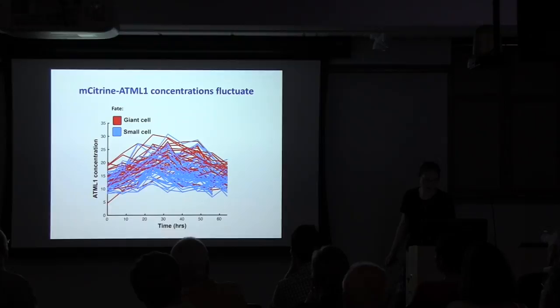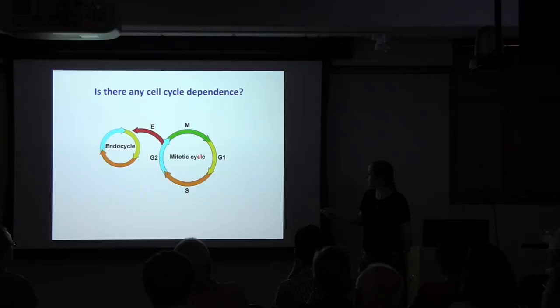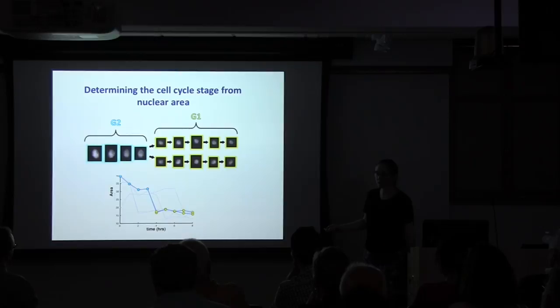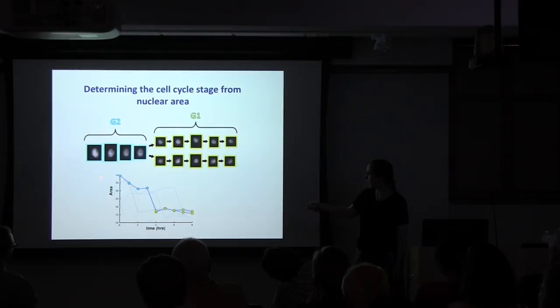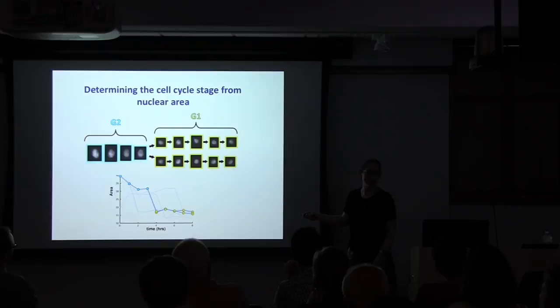So then Heather thought about this a little bit more and asked, is there any cell cycle dependence? Because the endoreduplication decision is probably made during G2. And so she determined the cell cycle by looking at the nuclear area. So this is a cell that goes through G2. It's large. It divides. G1 nuclei are smaller. Here's the graph showing you the nuclear area over time. It's large in G2, divides to smaller nuclei. So you can use the nuclear area to determine the stage of the cell cycle.